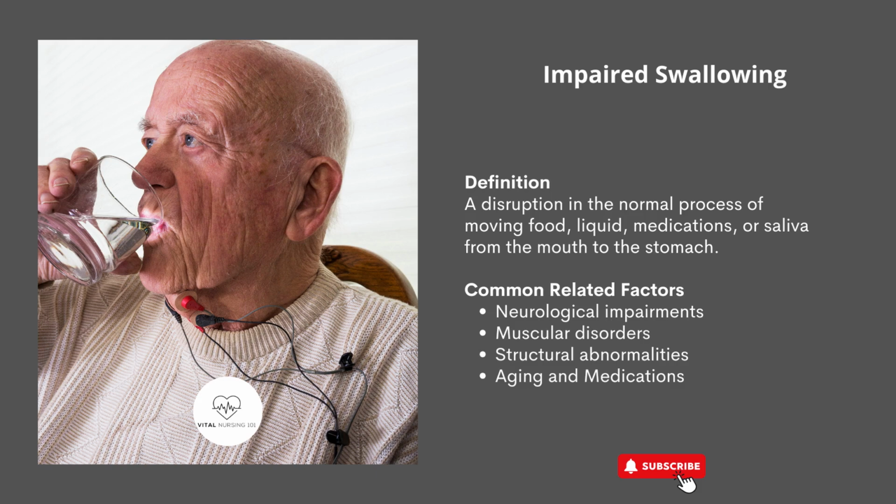Common related factors are the following: neurological impairments, muscular disorders, structural abnormalities, aging, and medications. Let's take a moment to learn more about each now. Neurological impairments such as stroke, Parkinson's disease, multiple sclerosis, or traumatic brain injury. Muscular disorders, for example, myasthenia gravis or muscular dystrophy. Structural abnormalities like tumors, strictures, or congenital defects. Aging, such as decreased muscle tone and delayed swallowing reflexes. Medications like sedatives or anticholinergics that reduce salivation and affect swallowing.